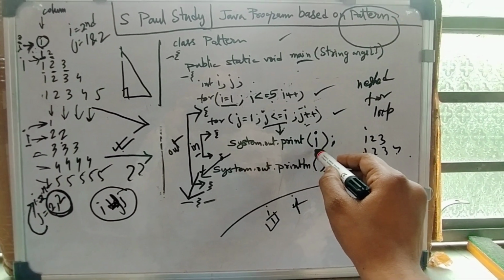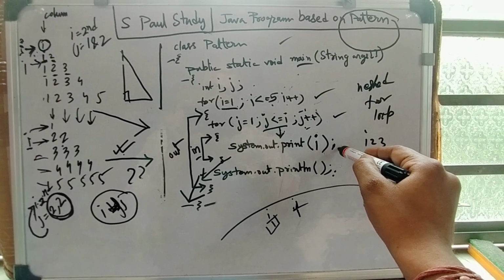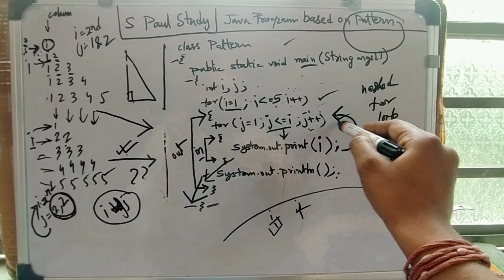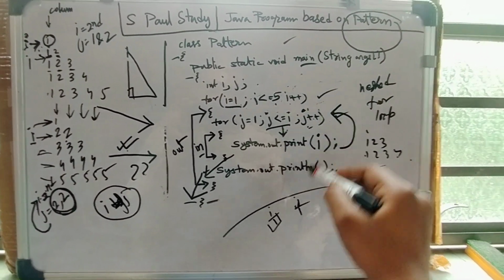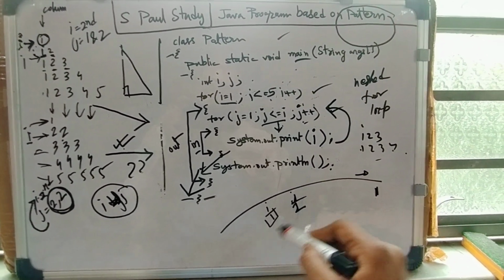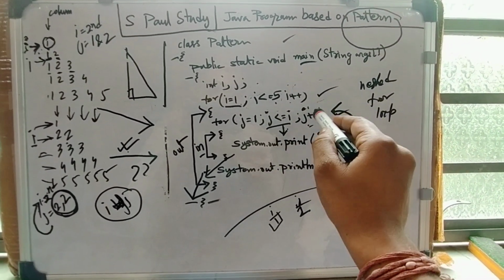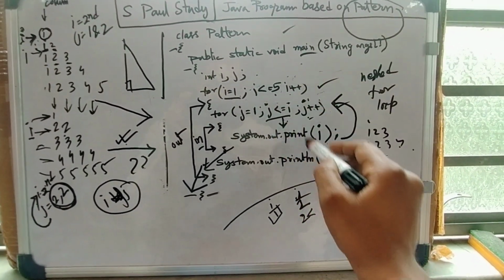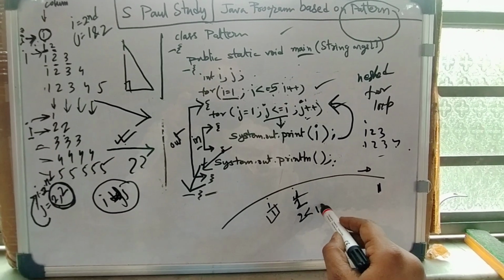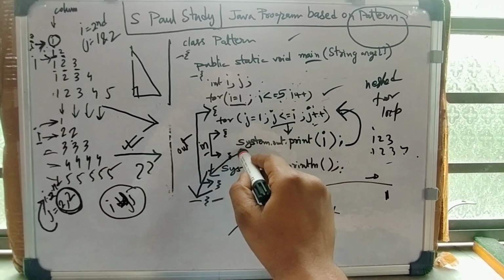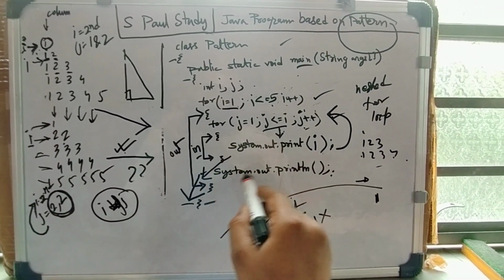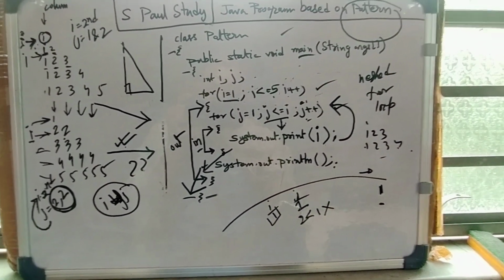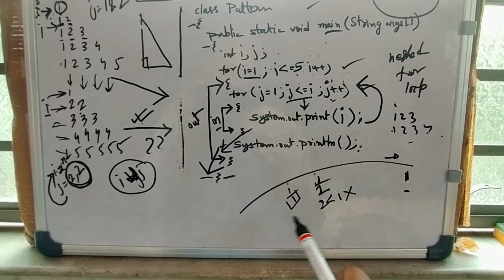Once the value of i is printed, the value of j will increase by 1. Now the value of j is 2. Once j is 2, 2 checks with i, which is 1. This condition doesn't match, so it comes out of the inner loop and goes to the next line, the cursor on the next line. Fine.